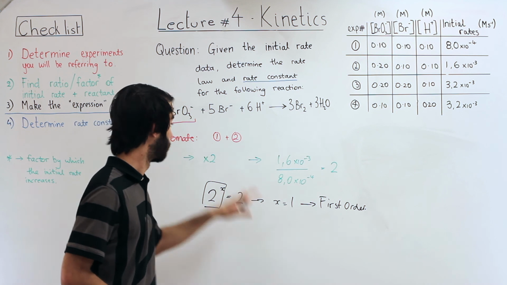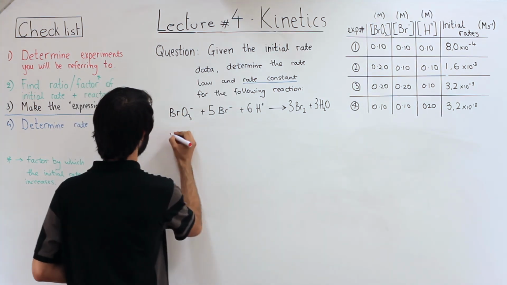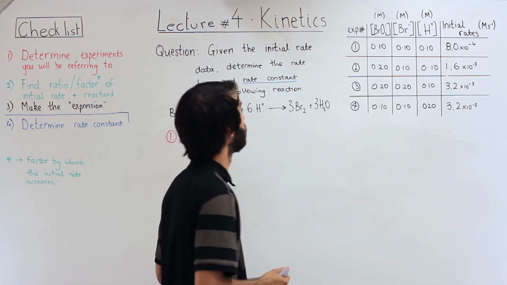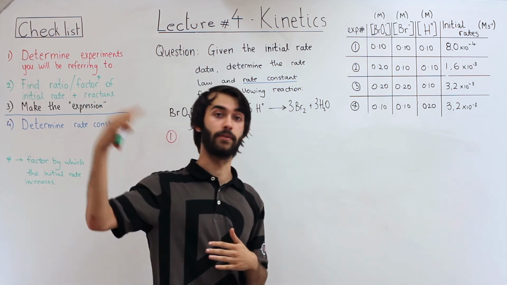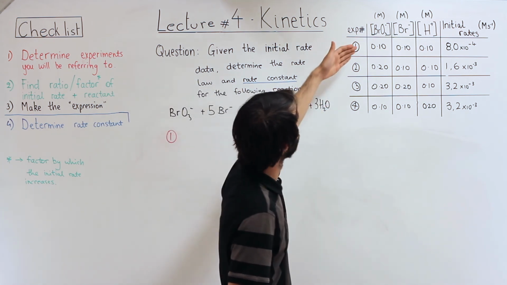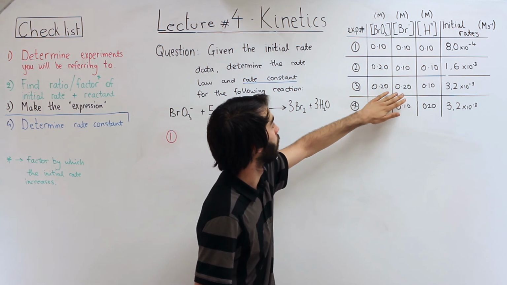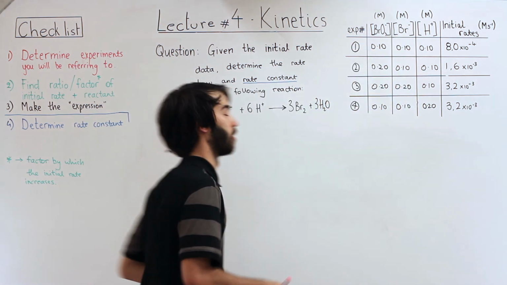And now that we've done this for bromate, we can then go on to do it for bromide. So, step 1, finding the experiment we'll be using for reference. So here, as you see, we need to find bromide, where bromide is varied, and the other reactants are held at the same concentration. And looking at the board, we see that, for example, experiment 2 and experiment 3 are rather similar, where bromide is the only one that's varied. So we'll be using these 2 experiments as our reference.